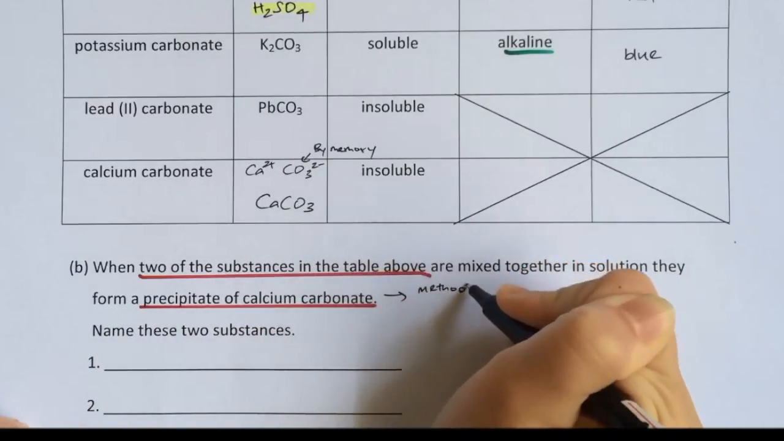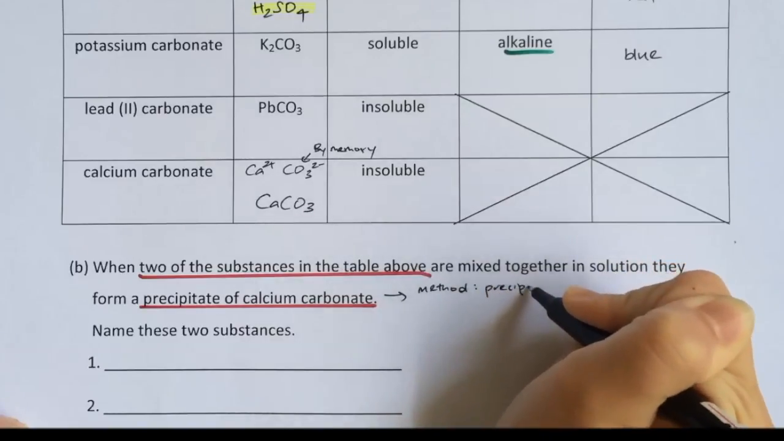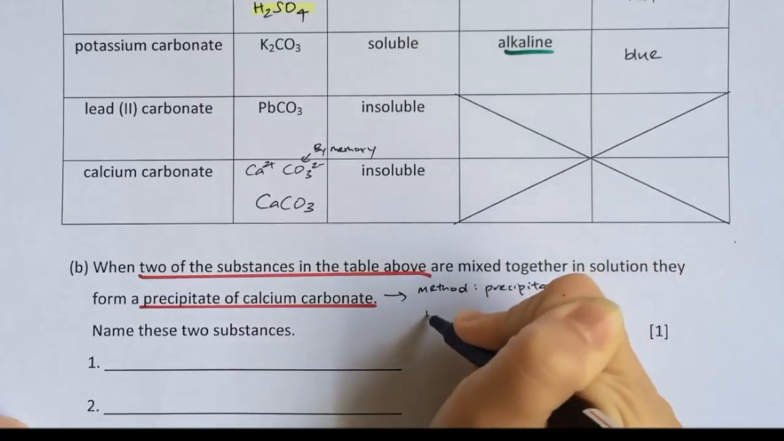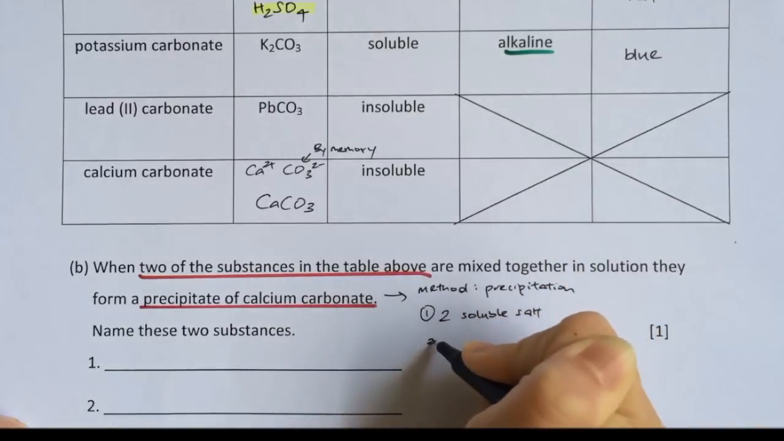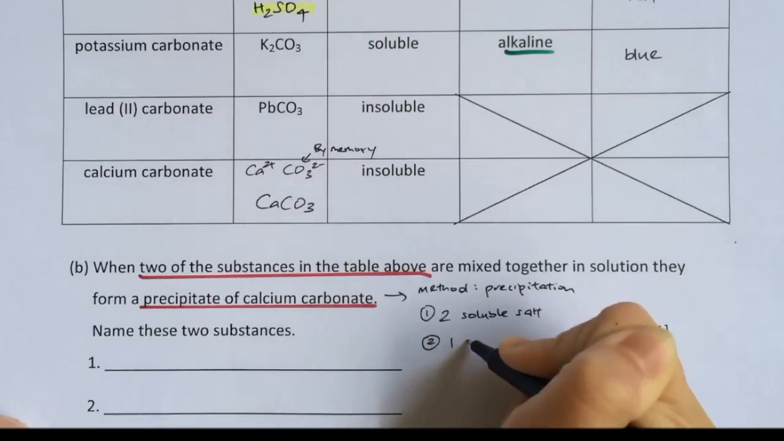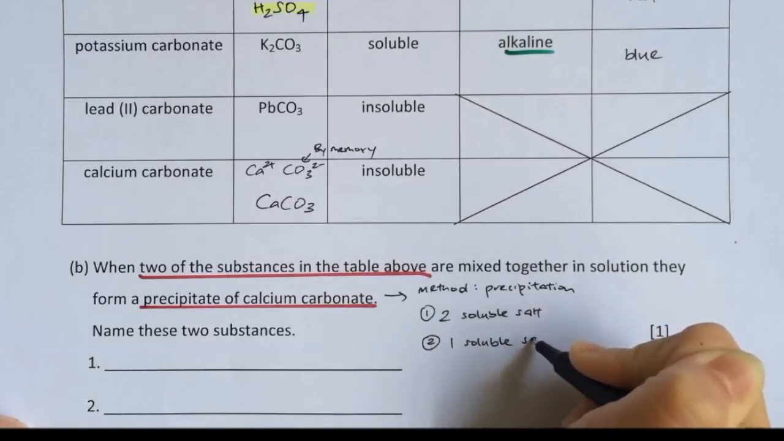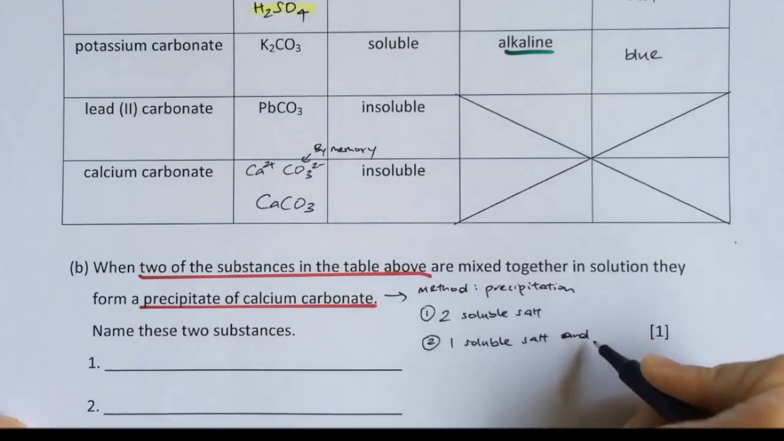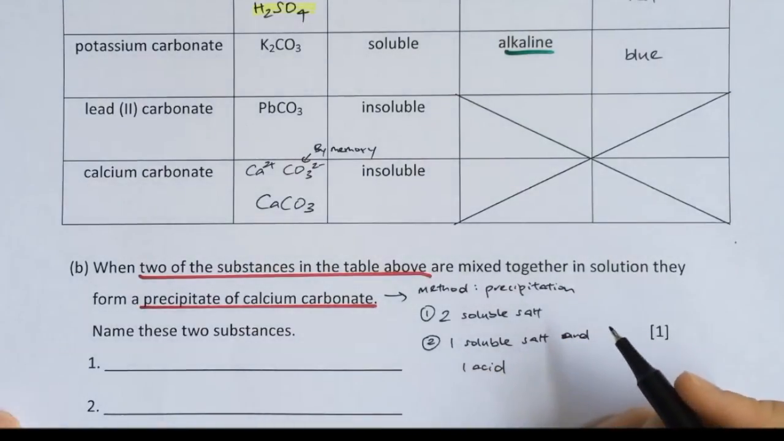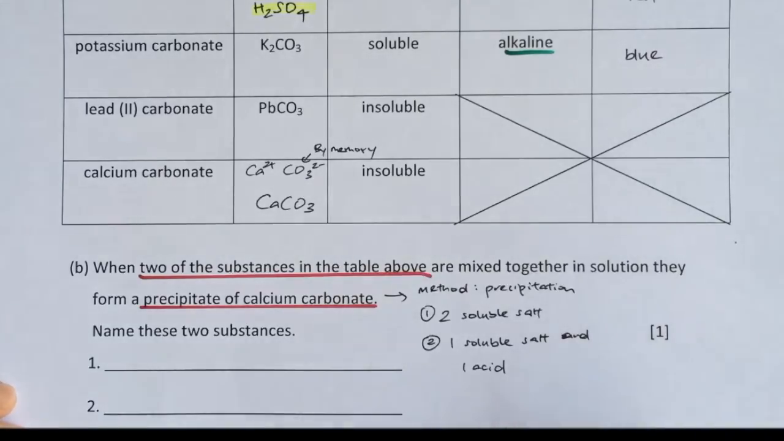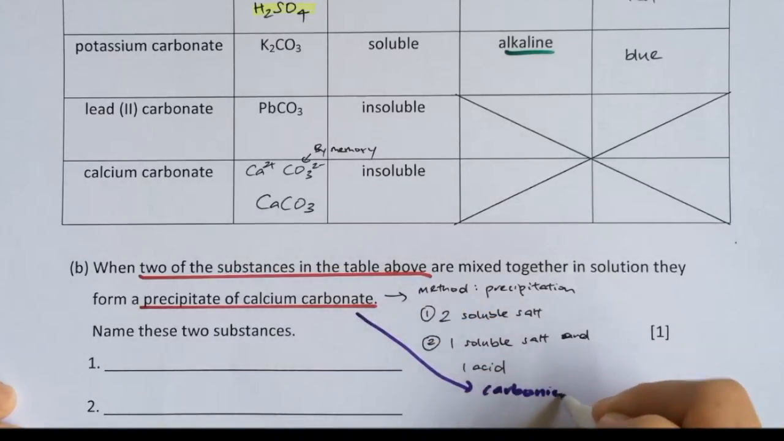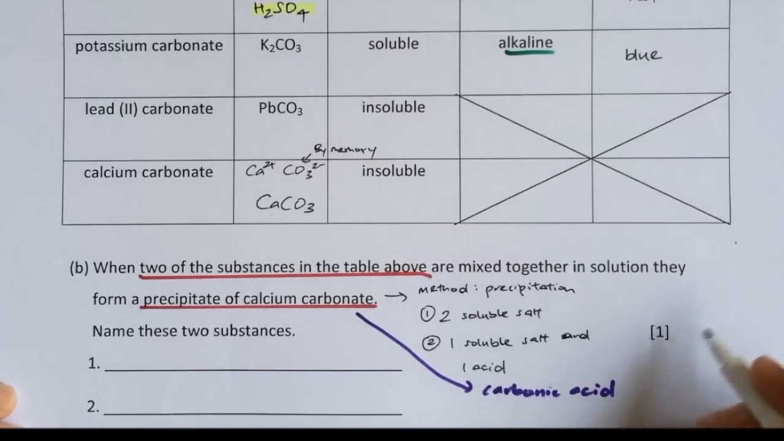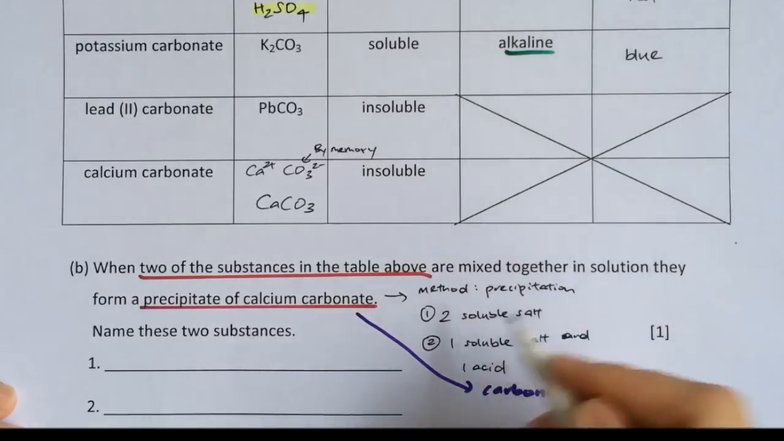So since calcium carbonate is an insoluble salt, the method is precipitation. One possible way is using two soluble salts. The other possible way is using one soluble salt and an acid. So here, if it's carbonate and we want to use an acid, it will be carbonic acid. If you look at the table, there is no carbonic acid.